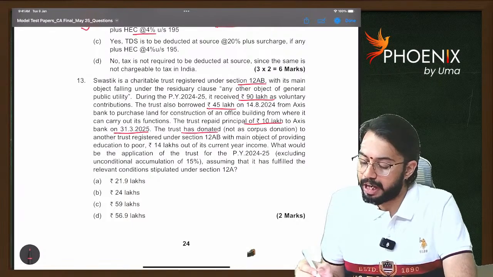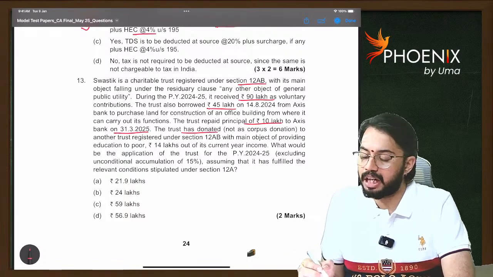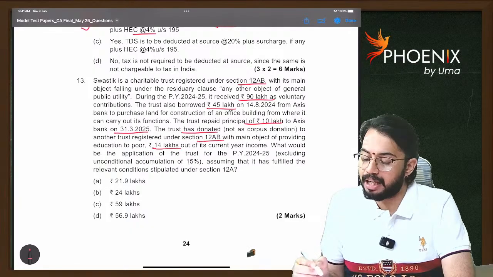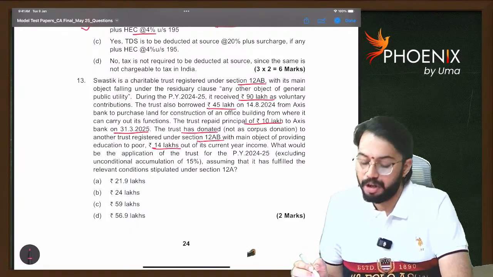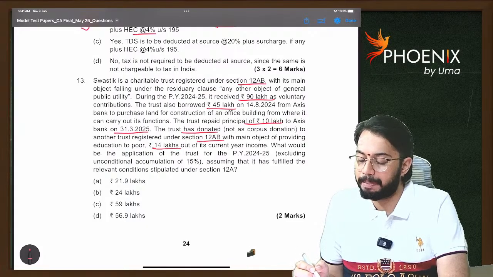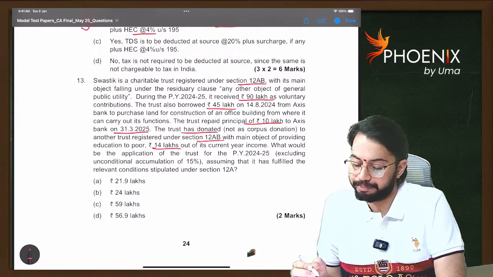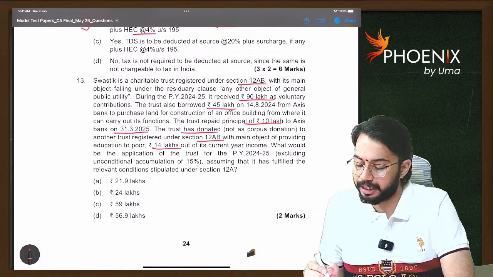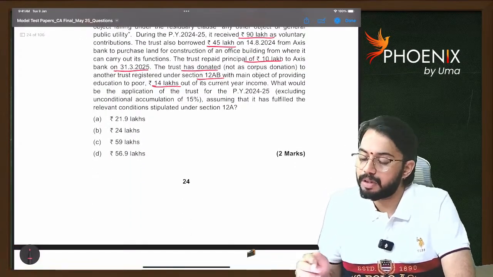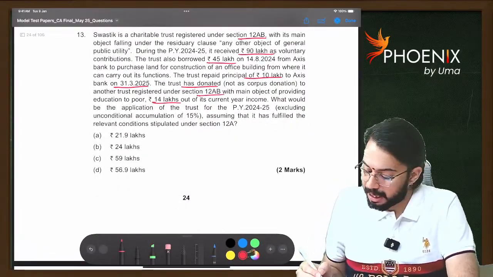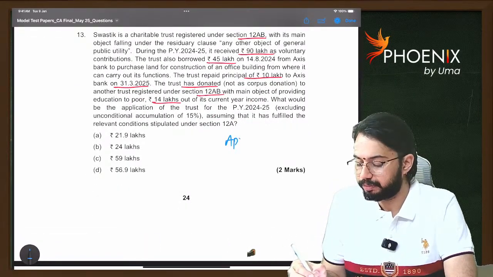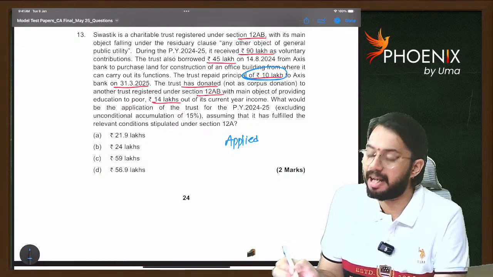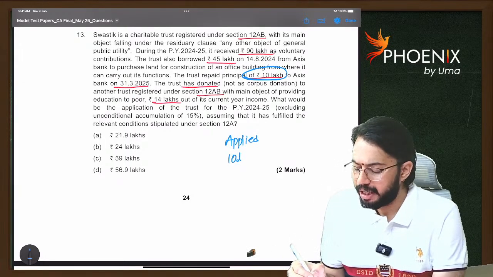The trust has donated to another trust registered under section 12AB with main object of providing education to poor 14 lakhs out of its current year income. What would be the application of the trust for previous year 24-25? Excluding unconditional accumulation of 15%. See, how much will be considered as applied? Whatever 10 lakhs repaid is there, that will be treated as applied.